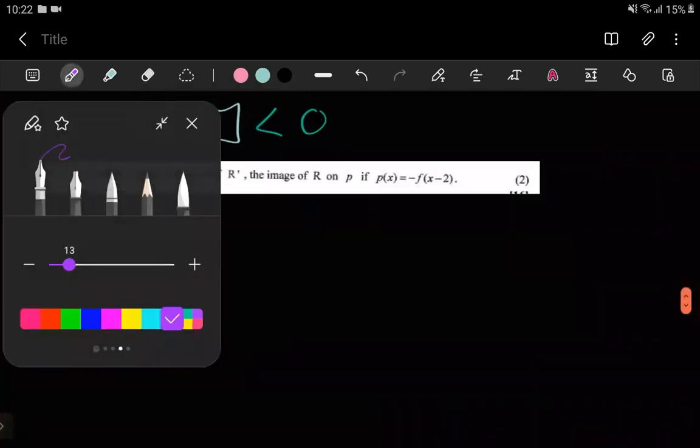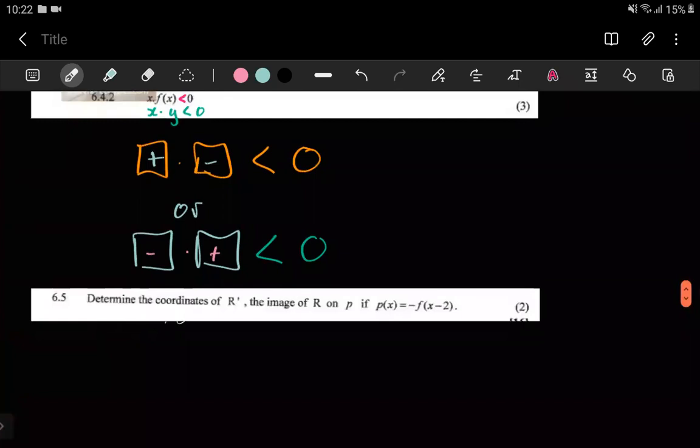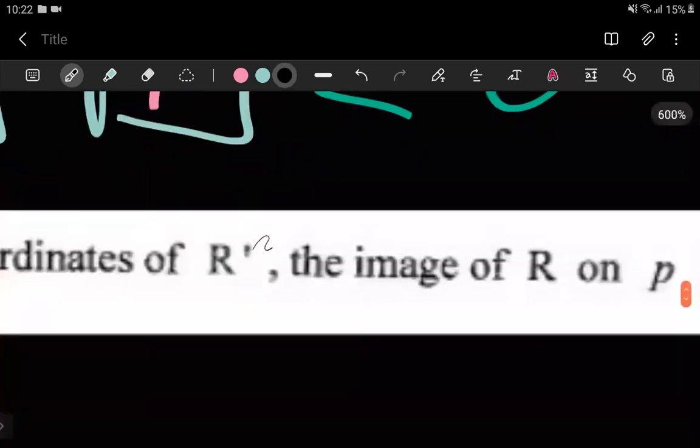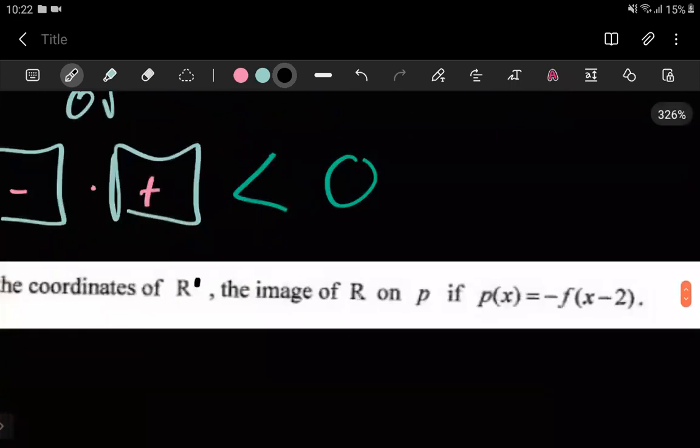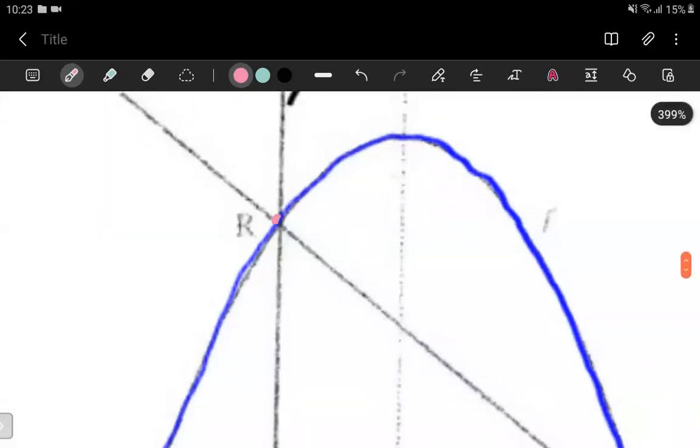So this last question here, right? I just want to give you an idea of what you will bump into as you're going through past papers, so that you can then decide, as we said, what we need to decide on. So they're talking about R. They say the coordinates of R', with a punctuation mark there, is the image of the original R on P. Now they said if the equation of P is this, we should determine the coordinates of this new R', which is the image of the original R on the graph of P. So all they are saying is R here is here.